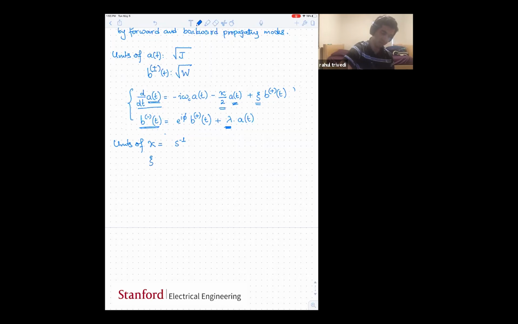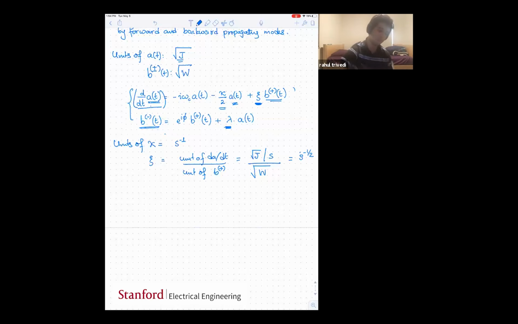What are the units of the incoupling and the outcoupling coefficients? The incoupling coefficient relates the derivative of A of t to B plus of t. So the units of xi are equal to the units of dA by dt divided by the units of B plus. dA by dt is going to be square root of joules divided by second, because A has units of square root of joules. If you work this out, xi is going to be the square root of a rate.